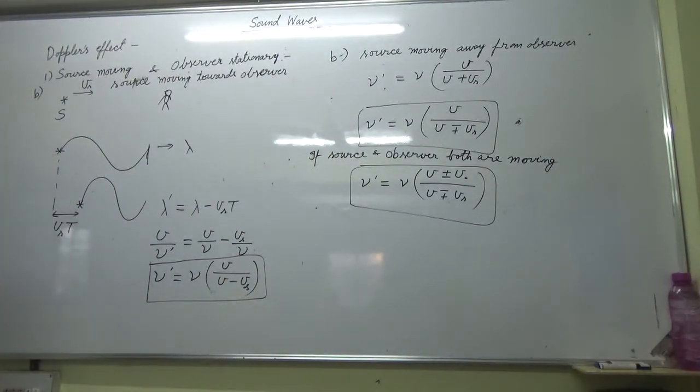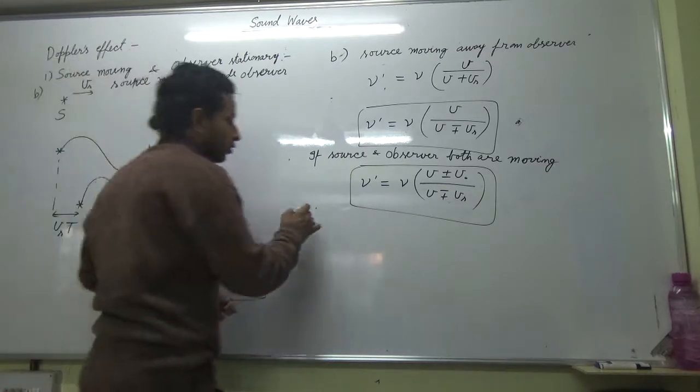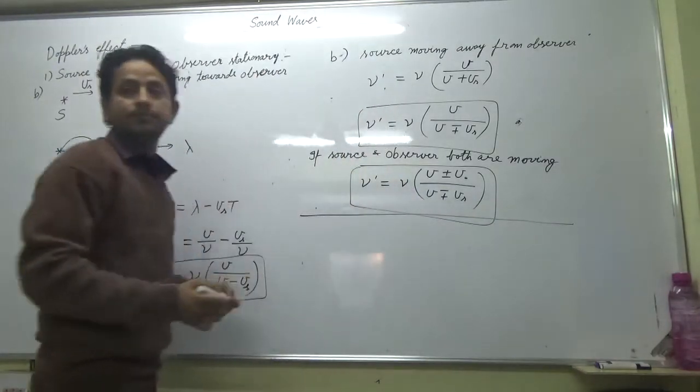Okay? And the best example for source moving is what? If we are standing on a platform, suppose a train crosses through the platform, then while approaching the platform, we will hear some higher frequency. And when the train moves away from the platform, we hear a lower frequency. So that also we can find. So we will solve one more question based on this.